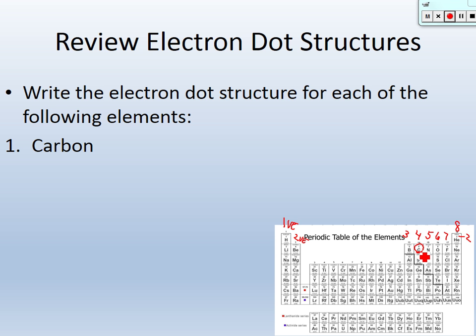So if we're going to write the electron dot structure for carbon, which sits right here, what should I do? You draw its symbol, and then you guys remember this? You put a dot at the top and then work yourself around clockwise and put 1 on each side. And since carbon has 4 valence electrons, it has 4 dots, right? Okay, I would like you guys to try the rest of them.